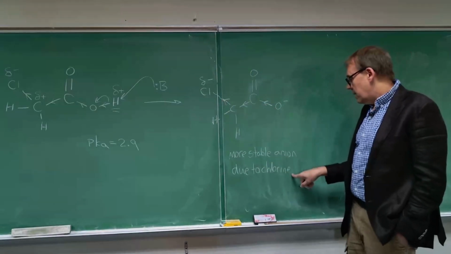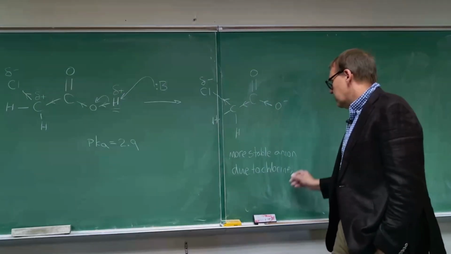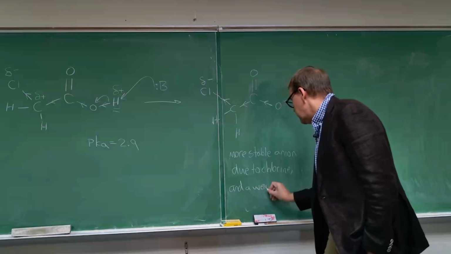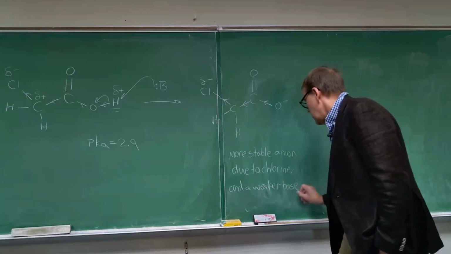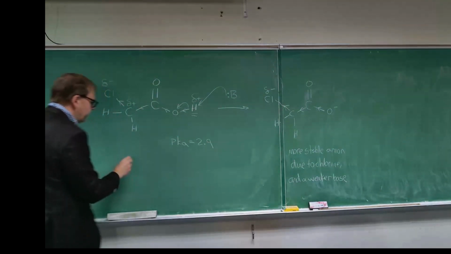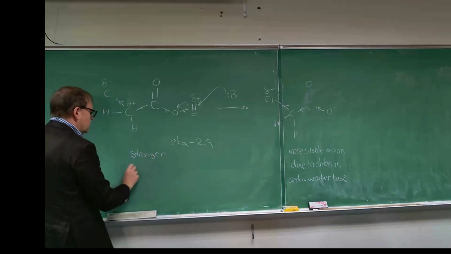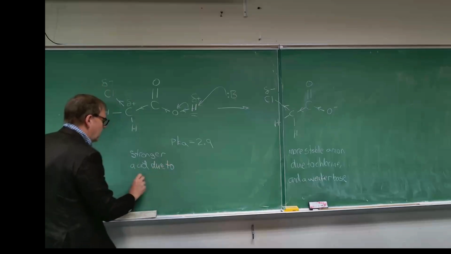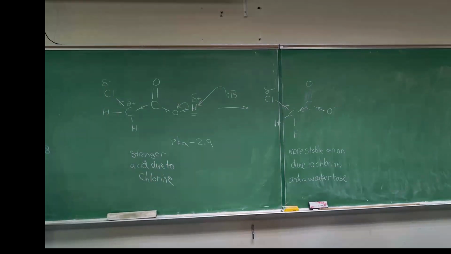It makes this more stable, and so it's a more stable anion due to chlorine and a weaker base because of the chlorine. And since this is a weaker base, its conjugate acid is therefore stronger. Stronger acid due to chlorine. So the chlorine has an impact.